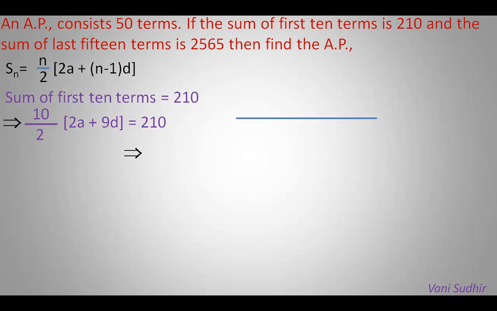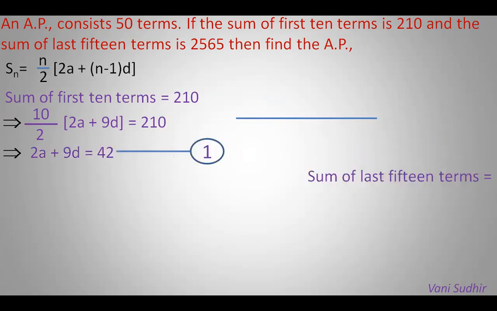We wrote that. 10 times 10 upon 2 means we get 5. 5 you transpose to that side. 210 upon 5 means we get 42. So we got 2a plus 9d is 42. That is, we got one equation here.